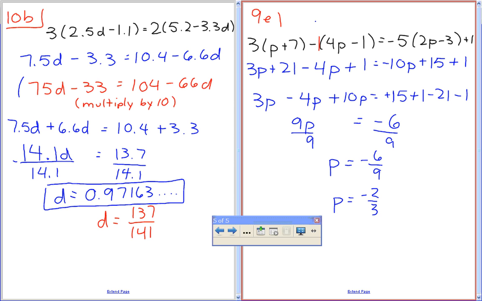Now, let's say you said, Mr. Sadler, my calculator told me the answer was negative 0.666666. Yes, it did. Okay, but we're not going to use decimals, we're going to use fractions always. On your test, I will write on the first page, and I will say when I read it to you, please leave all your answers in fraction form.